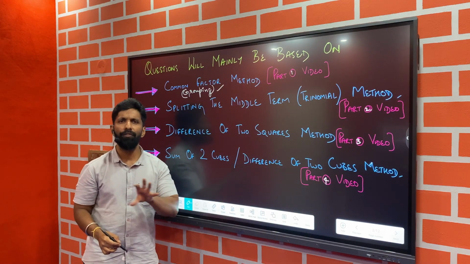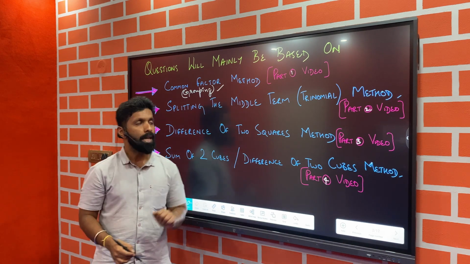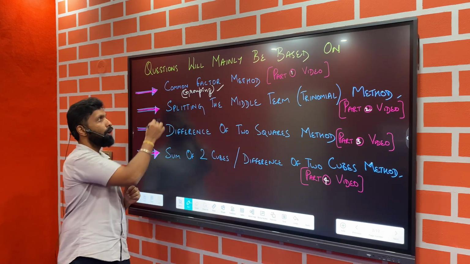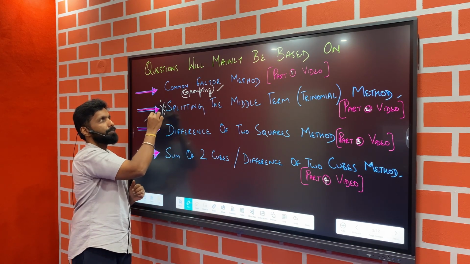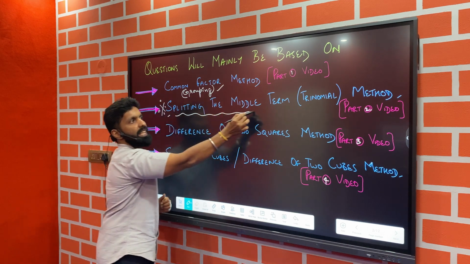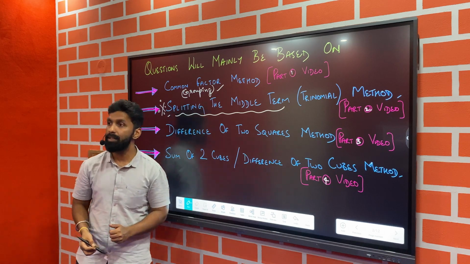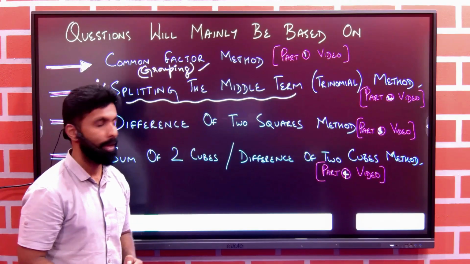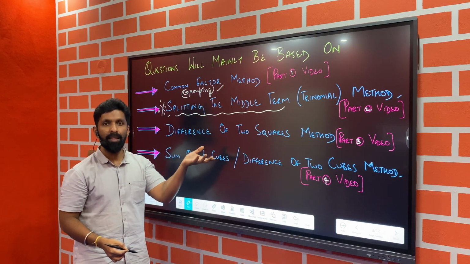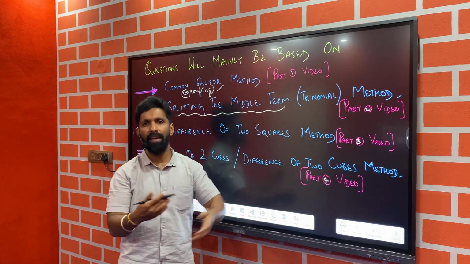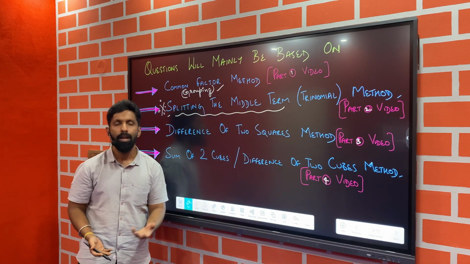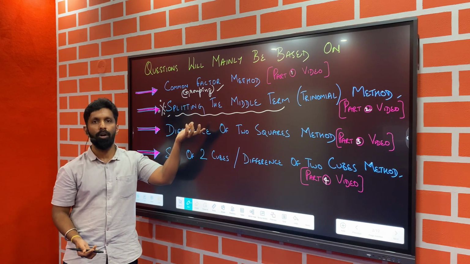That's a very, very direct method. Now the second method, the so-called most important method, because this continuation is there for us even in 10th standard. That is why this particular method is considered a very, very important method. This second method is splitting the middle term, or the trinomial method. Every teacher has a different way of saying it. So this is one of the most important methods.